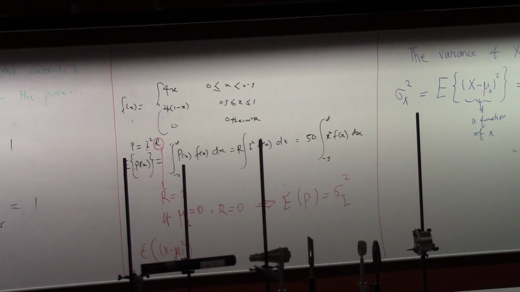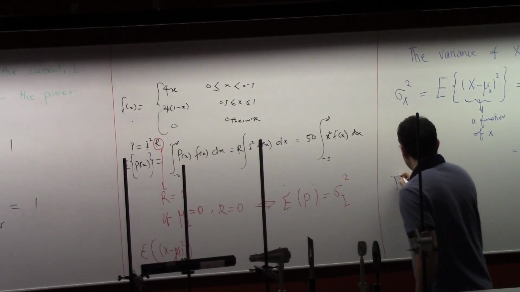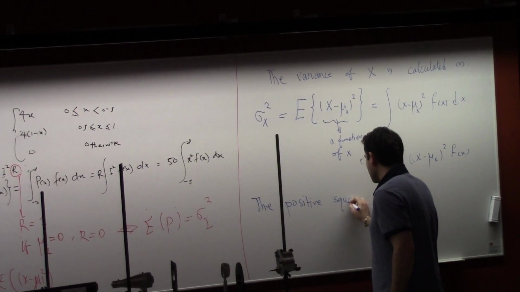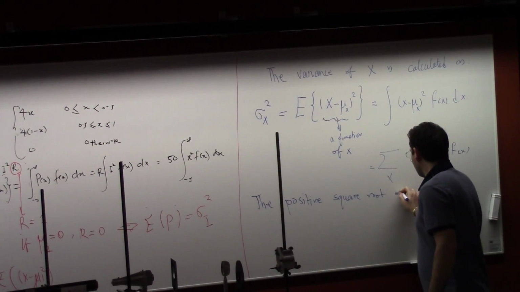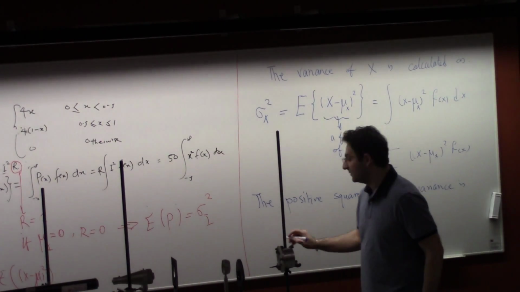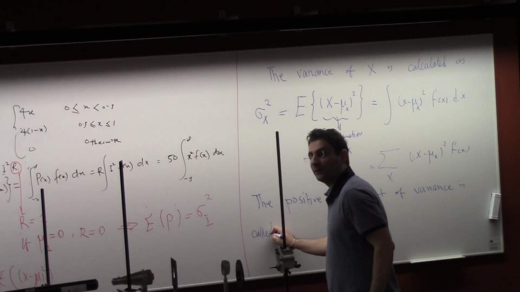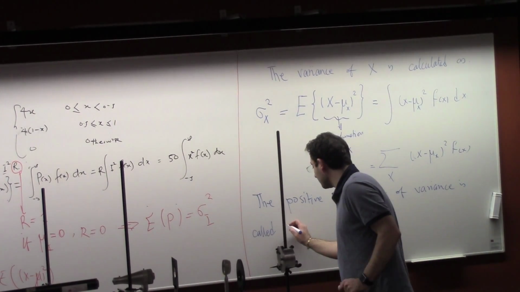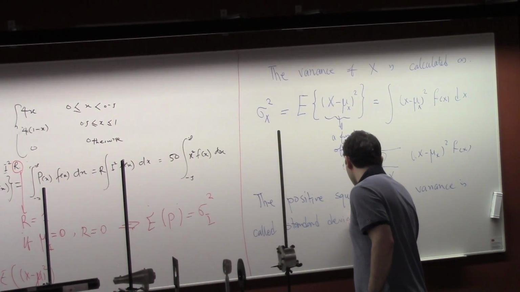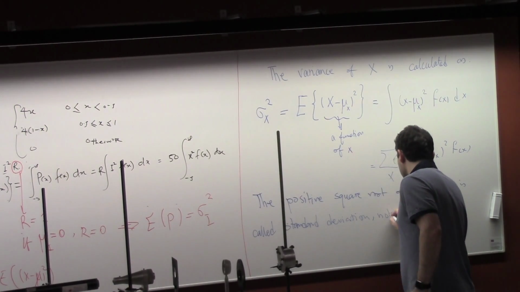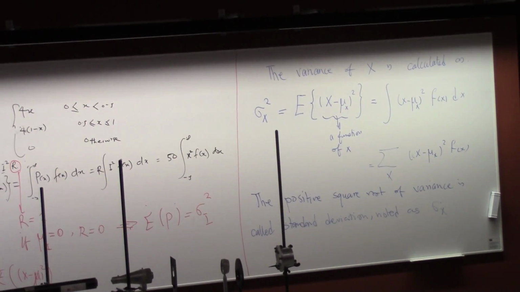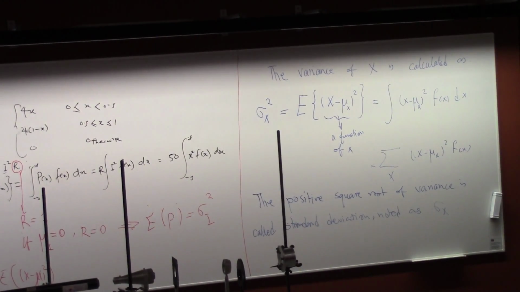Now, you may remember also from high school the positive square root of variance is called, what do we call it? A standard deviation, noted as sigma. So sigma is always positive.